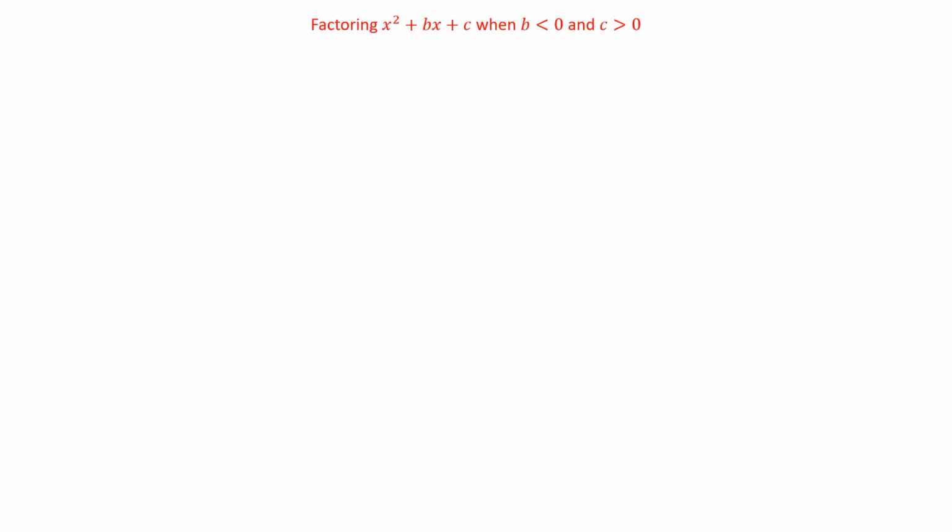So that was if everything was positive. Well, what about when b is negative and c is positive? So in this case, we're going to have something like x squared minus something plus something. Well, now we have to think about signs. What kind of things will multiply to give us a positive number? It's either a positive times a positive or a negative times a negative. They have to be the same sign.